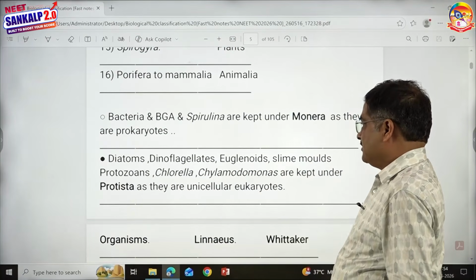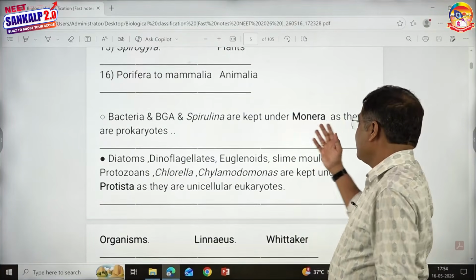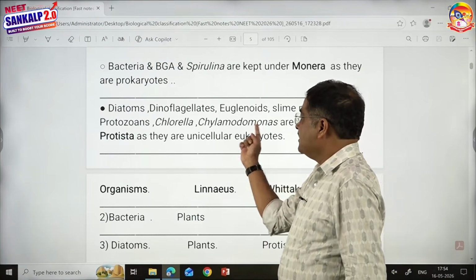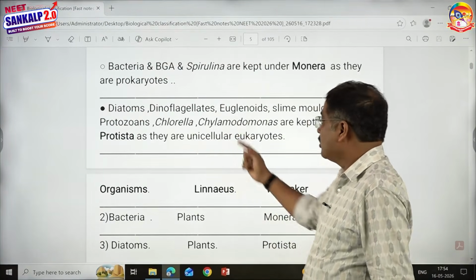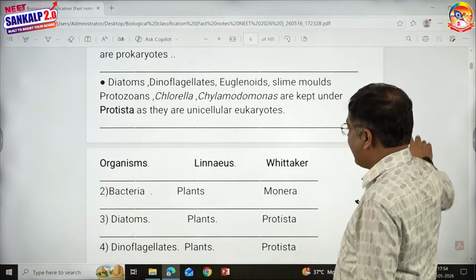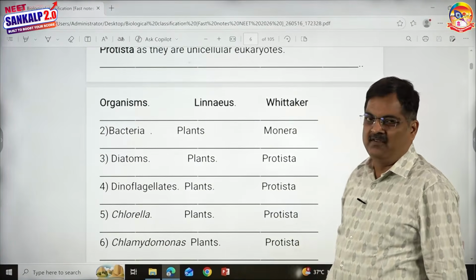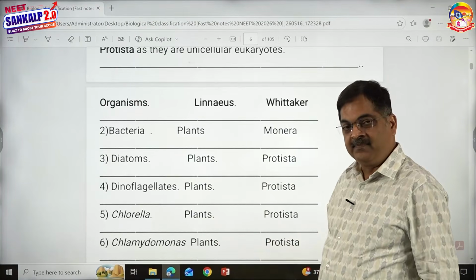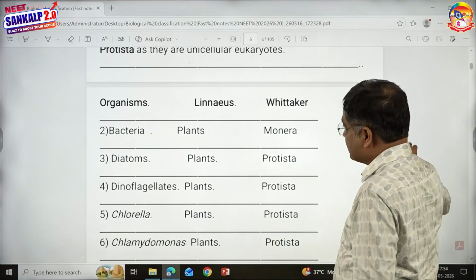I think these are very simple. Bacteria, blue-green algae and spirulina are kept under Monera as prokaryotes. These are all very important. These two I highlight again: chlorella and chlamydomonas are kept under Protista as unicellular eukaryotes. This is a table which looks like a repeated table because I kept both Linnaeus and Whittaker side by side. If you want to see for a minute, we'll do it.